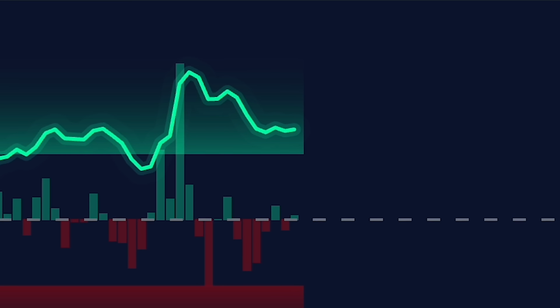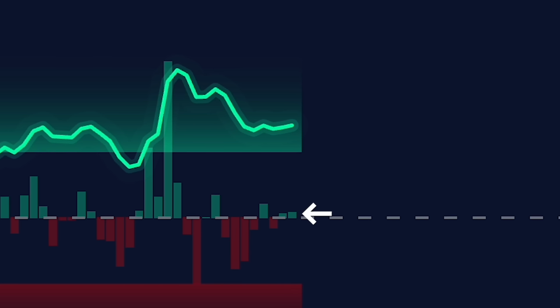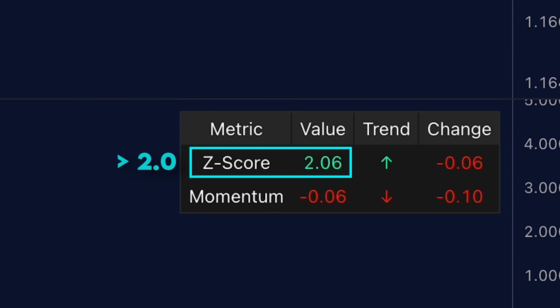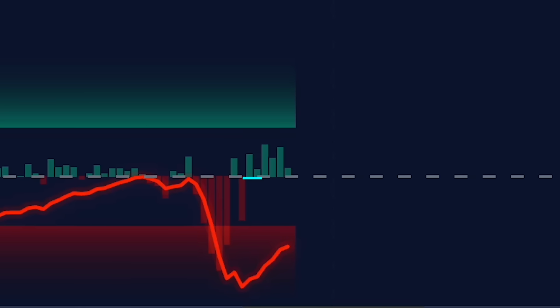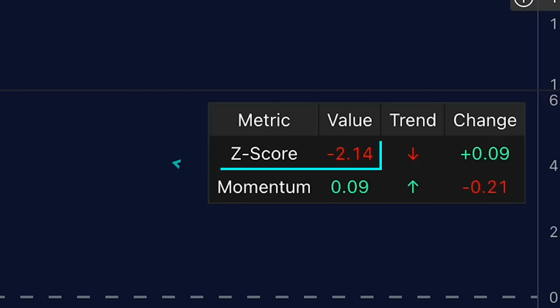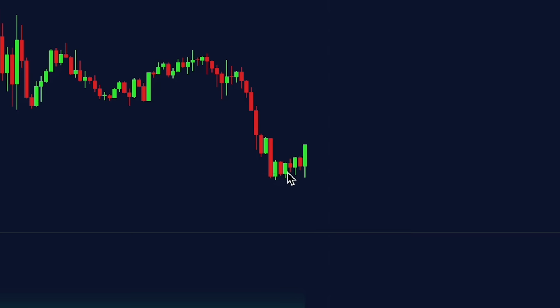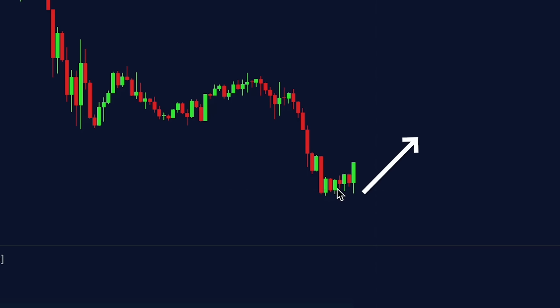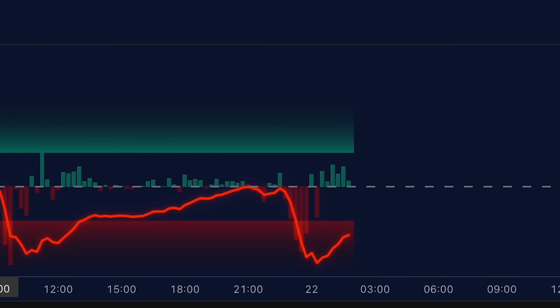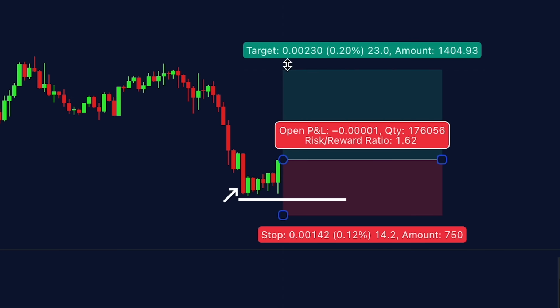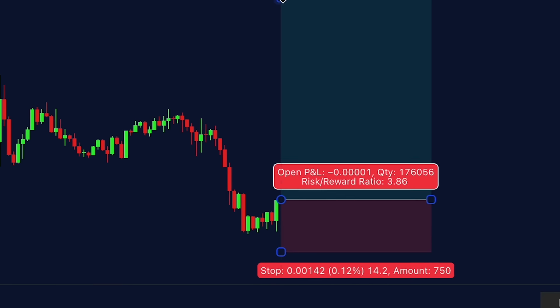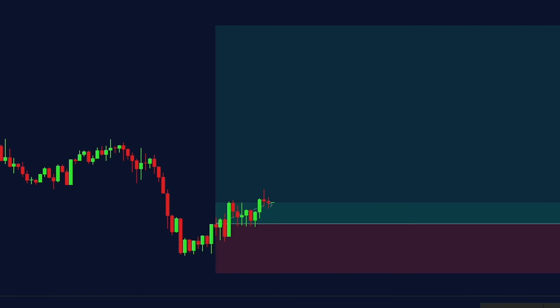You want to watch the momentum columns for confirmation. When you see red momentum columns while the Z-score is above plus 2.0, it is a signal that the statistical deviation is decelerating, perfect for short entries. But when you see green momentum columns while the Z-score is below minus 2.0, it indicates bullish momentum building from oversold conditions. Enter your reversal trade when momentum confirms the statistical extreme. Place your stops at a 2.5 Z-score level or higher and target the 0 line, statistical mean, for your first take profit.